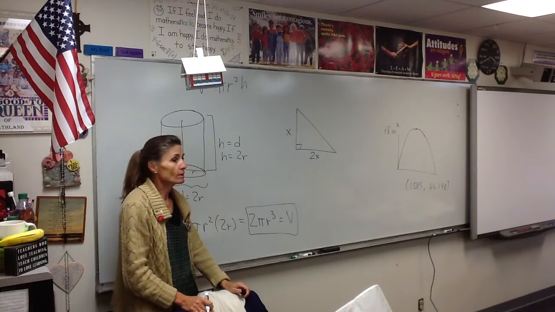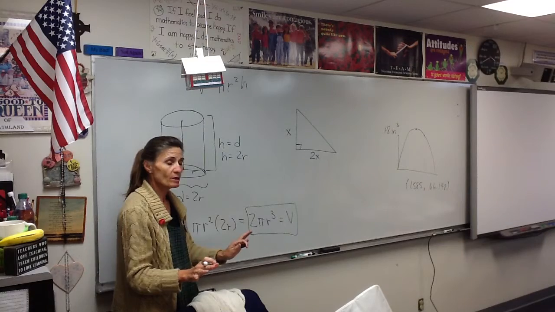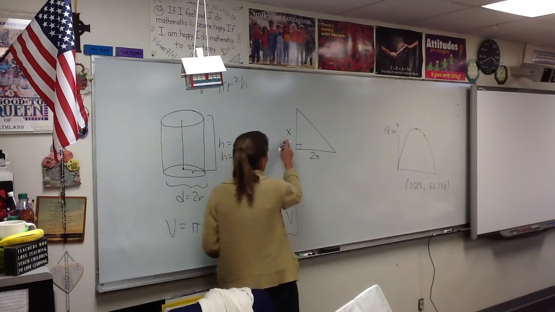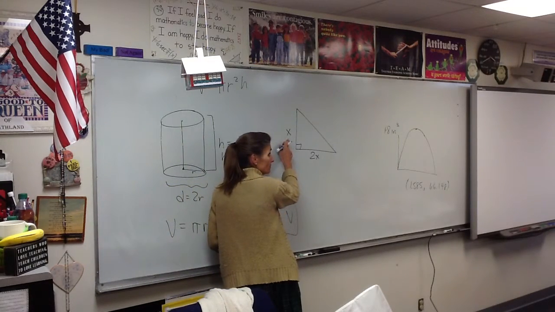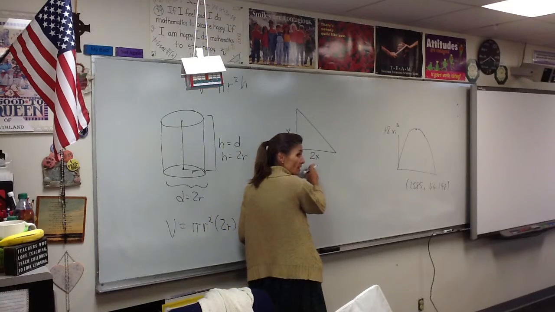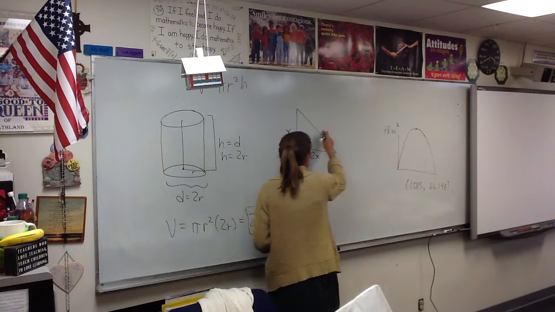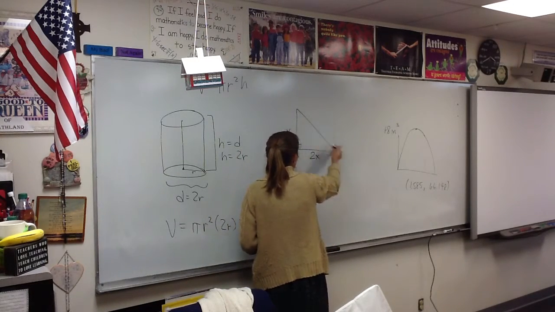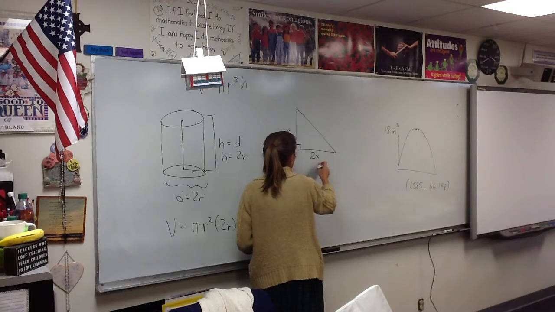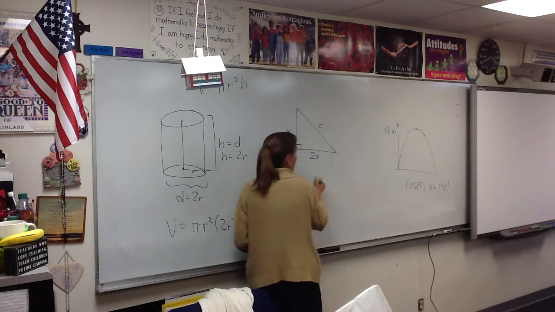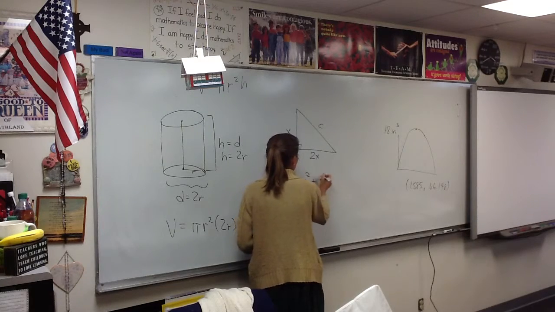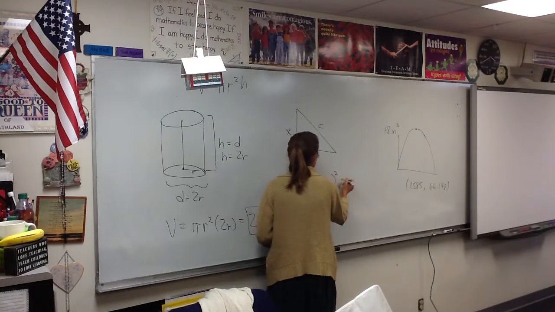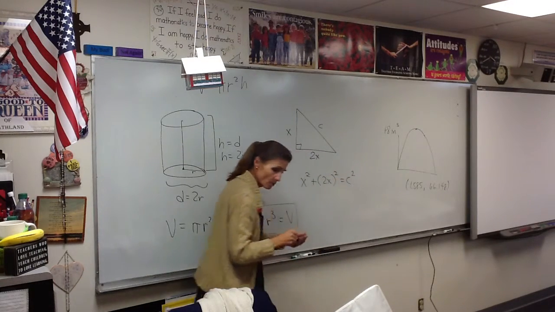Okay, you're letting the language bother you, and it shouldn't. Would you agree this is the shorter leg? Yes. Okay, this is the longer leg. Now how am I going to find my hypotenuse? What do I know about the hypotenuse of a right triangle? A squared plus b squared equals c squared. I'll call that c for a minute, and x squared plus 2x squared would equal c squared, agreed?